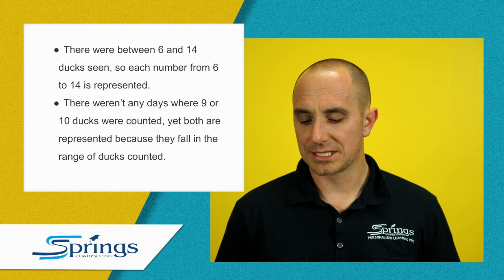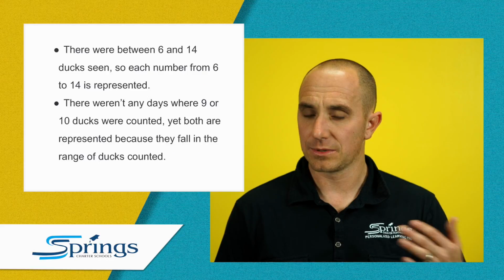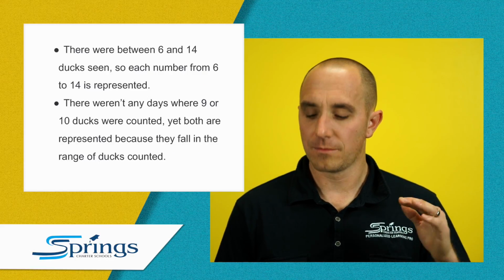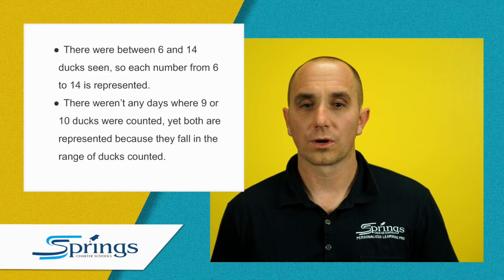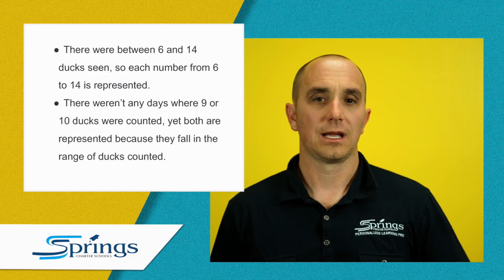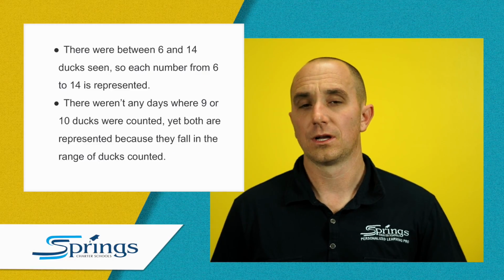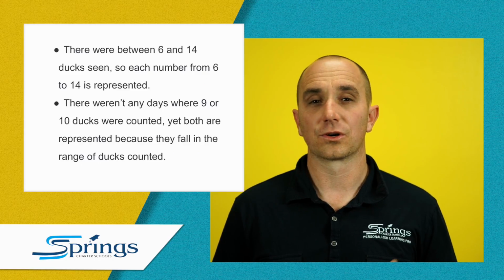Okay, so there were between 6 and 14 ducks seen, so each number from 6 to 14 is represented like we talked about. And there weren't any days where 9 or 10 ducks were counted. But remember, we still have to represent those numbers, because if I was organizing the data and trying to interpret it, and a question stated how many days were there with 9 ducks, the answer would be 0. So you want to make sure you include that number on the number line so that you could then answer a question that comes up.